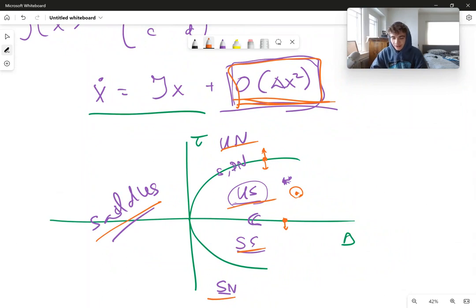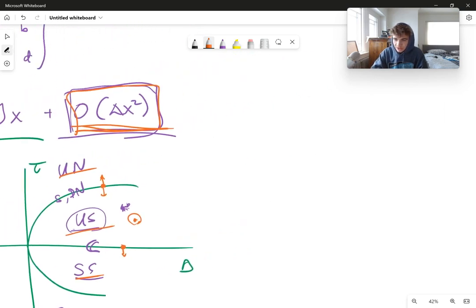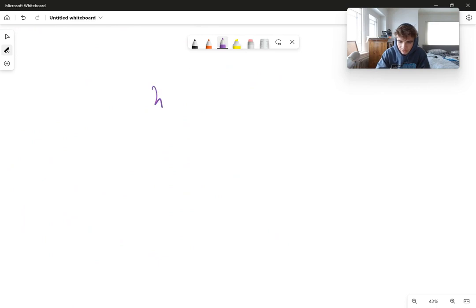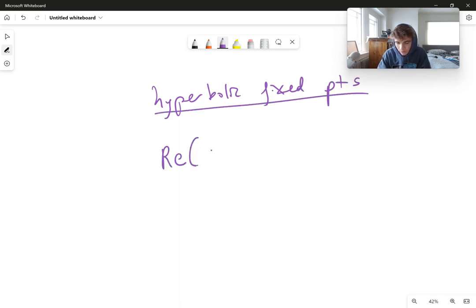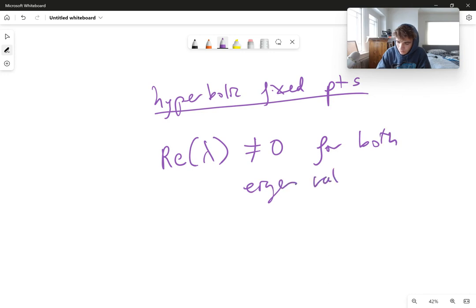So anyways, the key idea is that these degenerate nodes kind of matter, but notice how the fixed point still doesn't lose its stability. Okay. And so there's a notion of a hyperbolic fixed point. Hyperbolic fixed points are fixed points such that the real part of the eigenvalue of the Jacobian is non-zero for both eigenvalues.